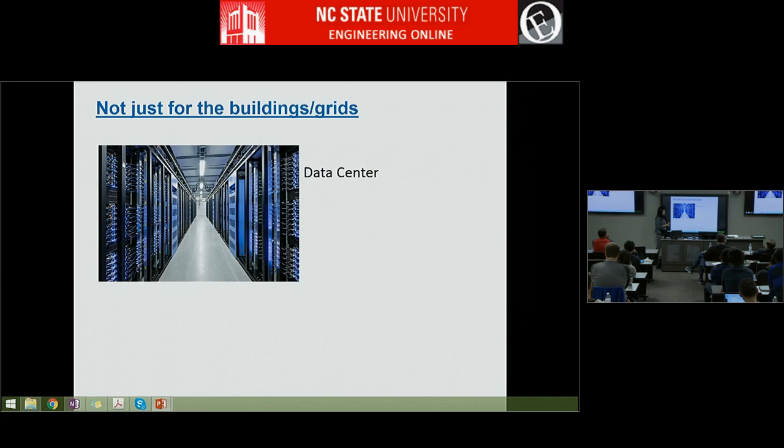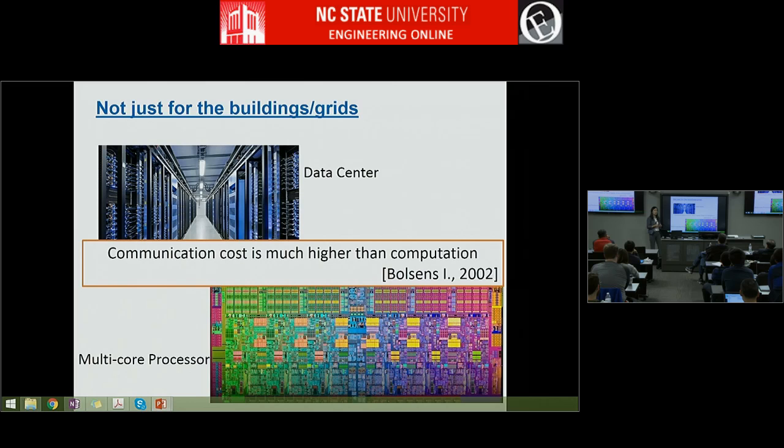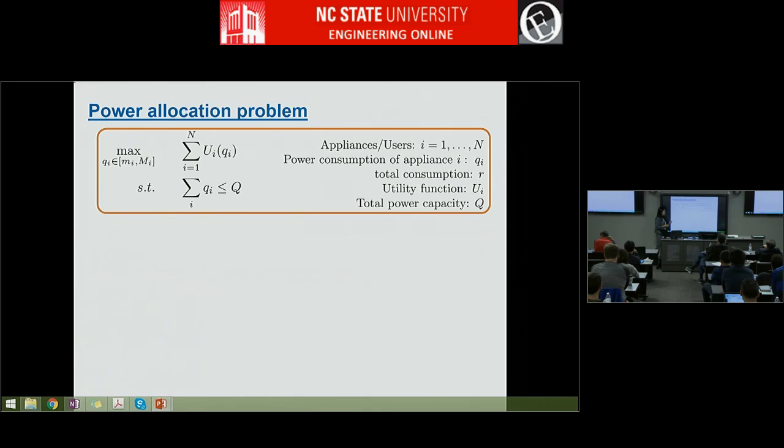The application is not just for smart buildings; I'm also working with data centers. For the data center, we have thousands of clusters and a similar problem: we try to do power management of those different clusters to improve energy efficiency. Even at a very small scale, in multi-core processors, a similar problem exists: how can we reduce the communication needed to coordinate? Why is it important? The literature tells you that, especially at the physical layer, communication cost is much, much higher than local computation. I would rather do local computation than put the result through communication. So the question is how we are going to reduce the communication.